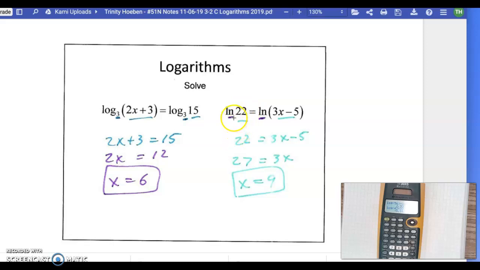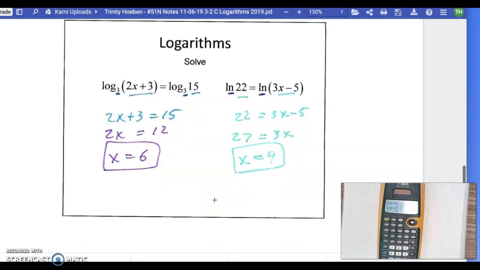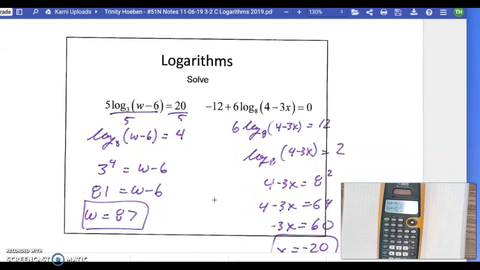These two are both natural logs. If your natural logs are the same, you can take the two statements, 3x minus 5 and 22, put an equal sign in between them, add 5 to both sides, which gets you 27. Divide both sides by 3, which gets you 9.